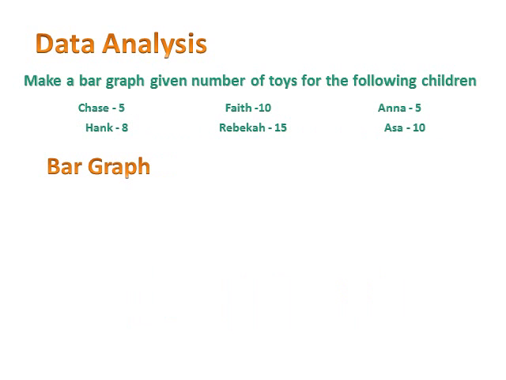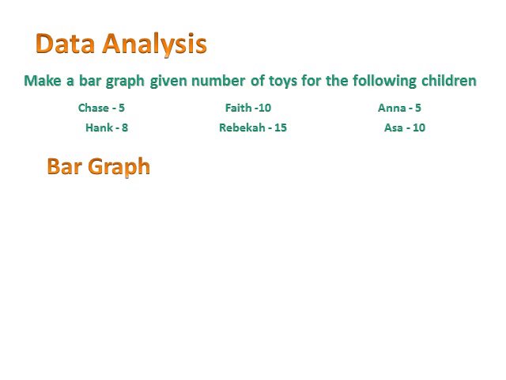Okay, so let's try doing our own bar graph using this information. So we have different children and their number of toys. Chase has 5 kinds of toys. Hank has 8. Faith has 10. Rebecca 15. Anna 5. Asa 10.